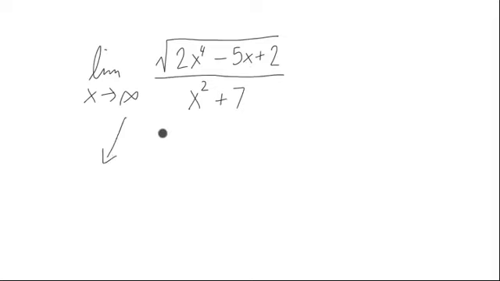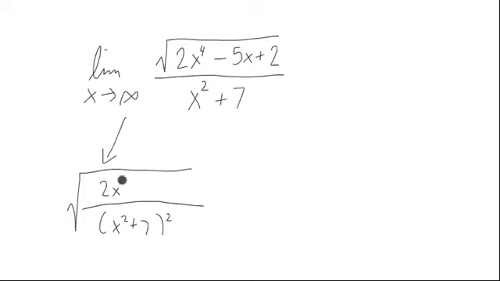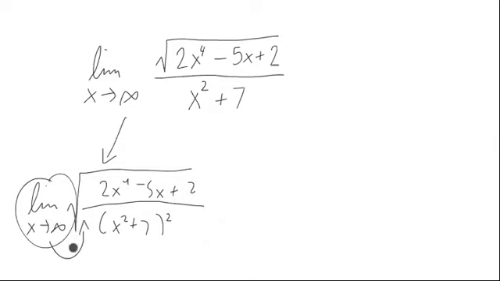One way is we could simply think of this as being the square root of the quantity x squared plus 7 squared, and then the top 2x to the fourth minus 5x plus 2. Luckily, because square rooting is a continuous operation, this limit can pop inside of it. Especially if this limit is actually equal to a number, square root will be continuous around that point, so the limit can just pop in. So that's the first limit property: the limit pops into that continuous operation of square rooting.